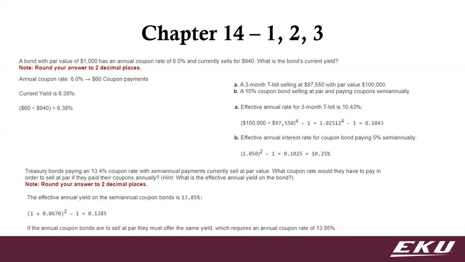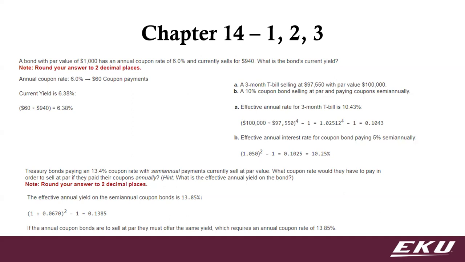For problem two, you see it's in parts A and B. They give you a T-bill. They tell you what it sells at and then the par value. And then they give you a coupon bond telling you what that is. And then they ask you to get the effective rates. So you have both of those there. And then the last one is a treasury bond.